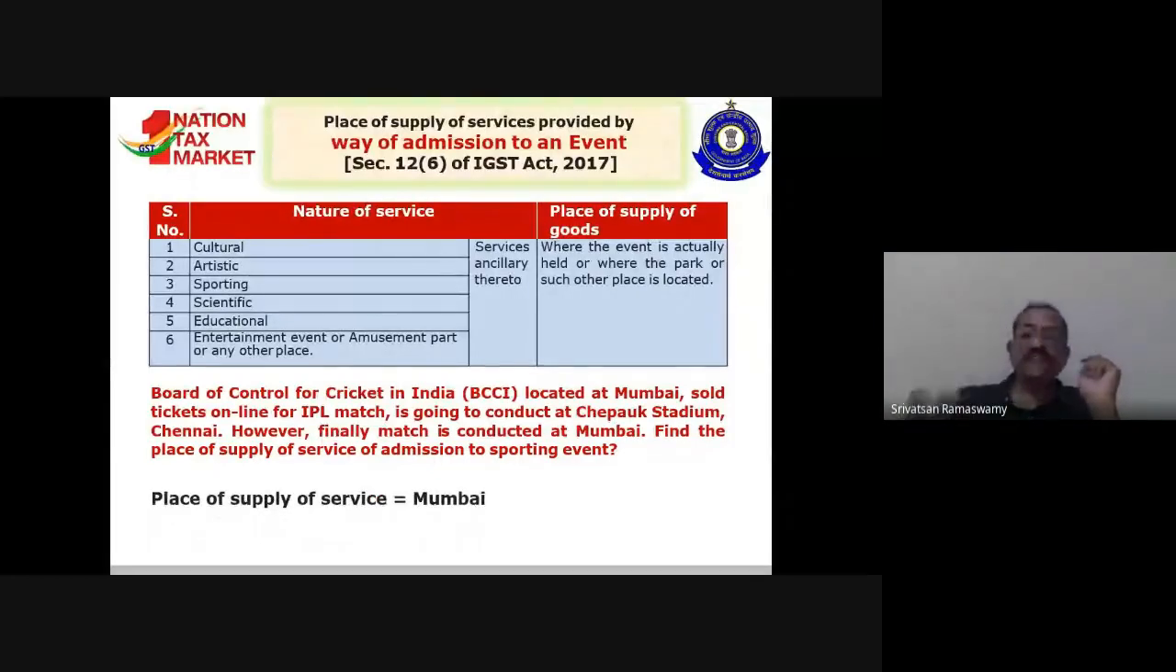It is the location where the event actually happened, that is in Mumbai. Though the tickets were sold for the Chennai match, because the event happened only in Mumbai, and also because BCCI is located in Mumbai, it becomes an intra-state transaction, even though initially it was issued for the Chennai match. Okay, but if the matches were actually held in Chennai, it becomes an interstate transaction.